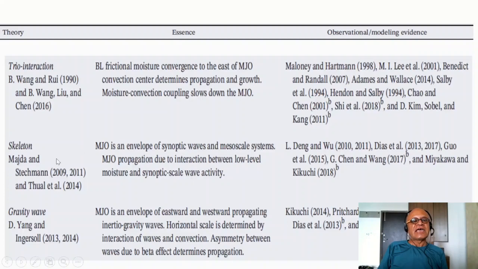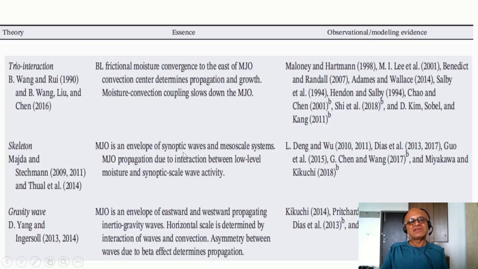Okay. A skeleton model of Majda and Stechmann basically emphasizes the multi-scale interactions. So the MJO is assumed to be an envelope of synoptic waves and mesoscale systems, which gives you the multi-scale interactions. MJO propagation here is because of the interaction between low-level moisture and synoptic scale wave activity. Okay, so there are mathematical formulations in the model which take these multiple interactions to try to produce the MJO amplitude, growth rates, eastward propagation, and so on.